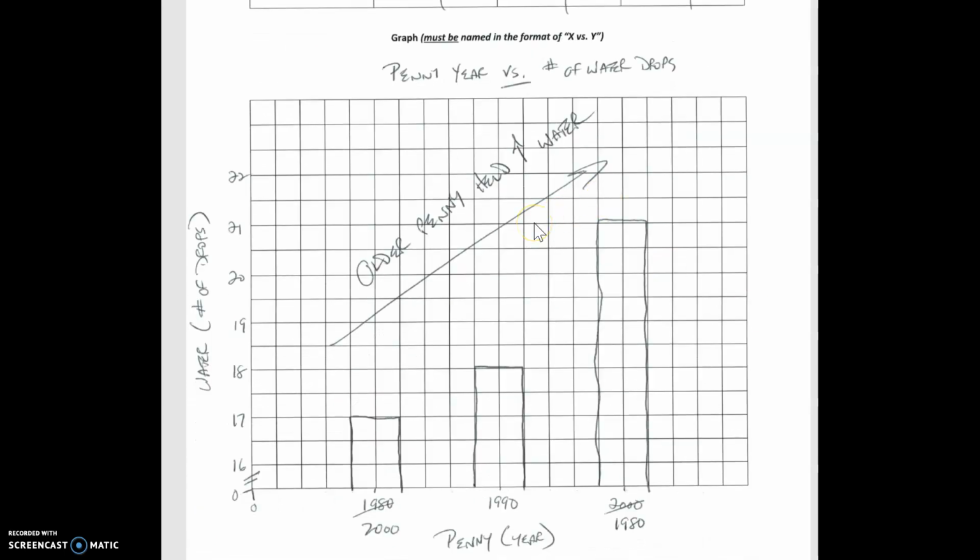Now, the graph: on the x-axis, we put what we are changing in the lab. It doesn't matter, amount of fertilizer for a plant, amount of sunlight for a plant. Anything we're changing is going to go on the bottom. So on here, we're changing the pennies.